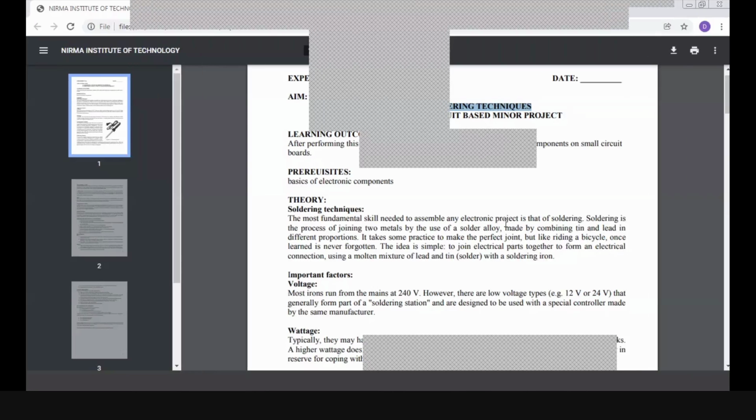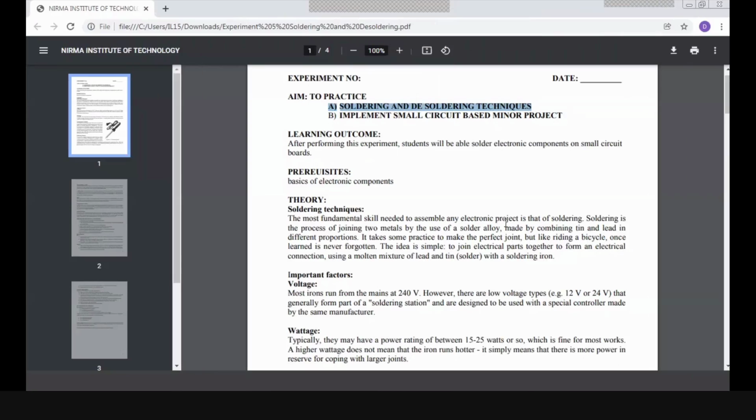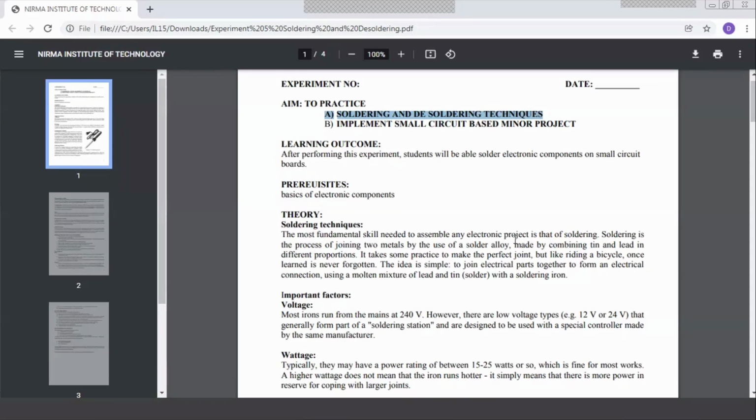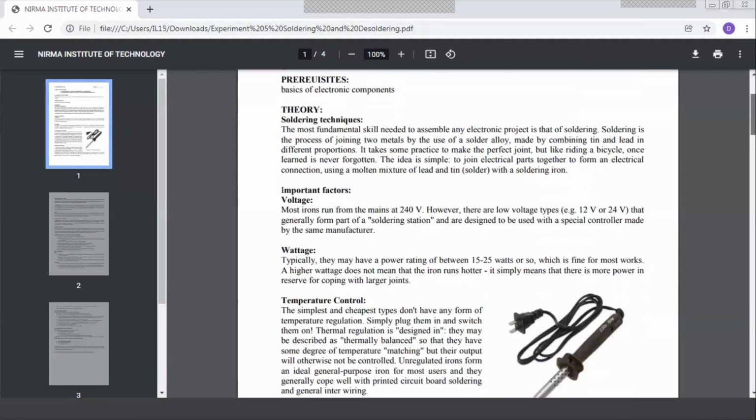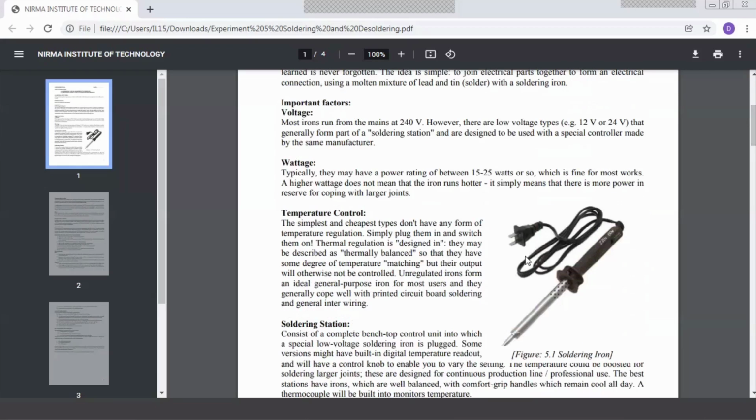The most fundamental skill needed to assemble any project is soldering. Soldering is the process of joining two metals by the use of a solder alloy made by combining tin and lead in different proportions. It takes some practice to make the perfect join, but the idea is simple: to join electrical parts together to form an electrical connection using a molten mixture of lead and tin, called solder, with a soldering iron. And this is the soldering iron.